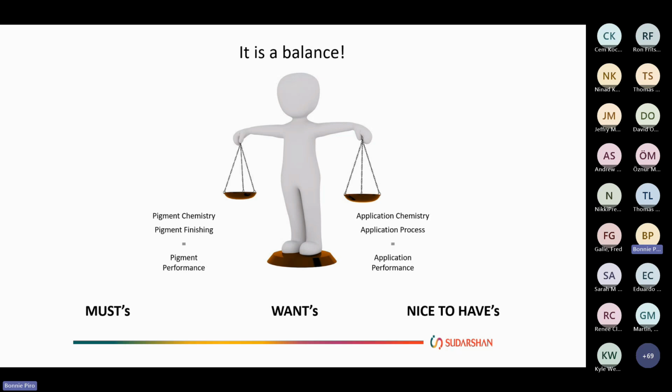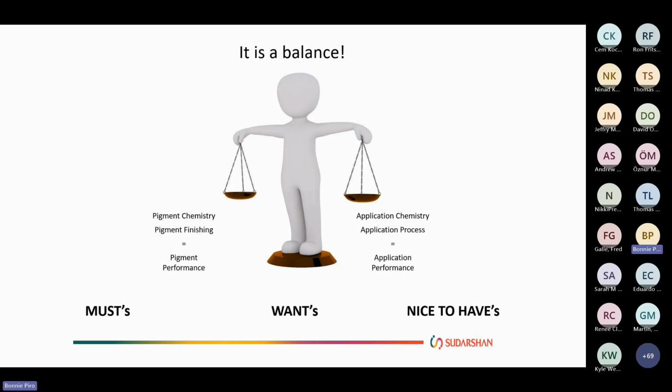So this is a slide you see every single time, but it's always a good reminder that it's always going to be a balance of balancing the performance from the pigment side and matching it to your application needs. So consider the chemistry of the pigment, the finishing choices of the pigment, as well as the chemistry of your application and the processing of that application to be able to get the end product that you're looking for.